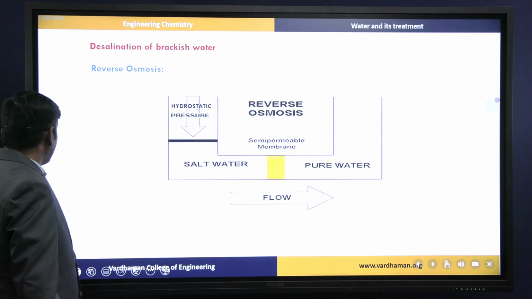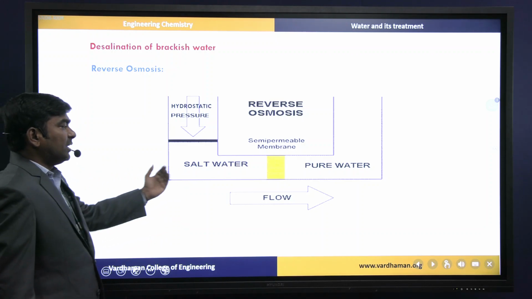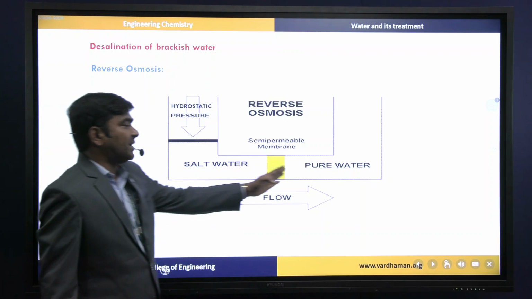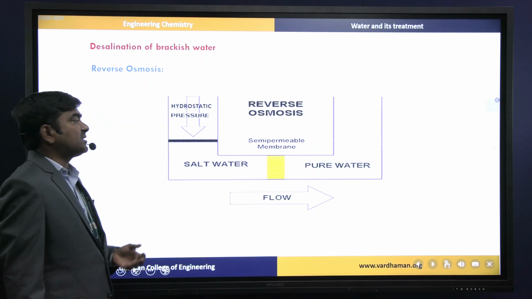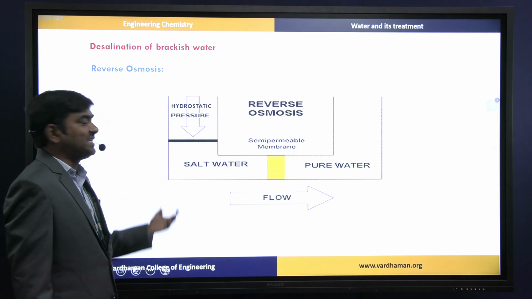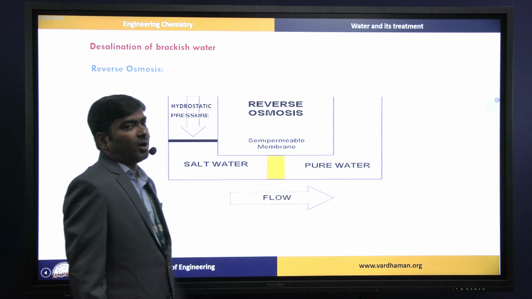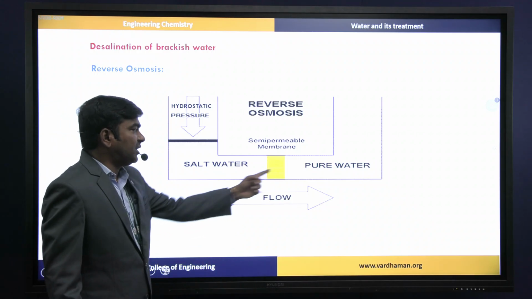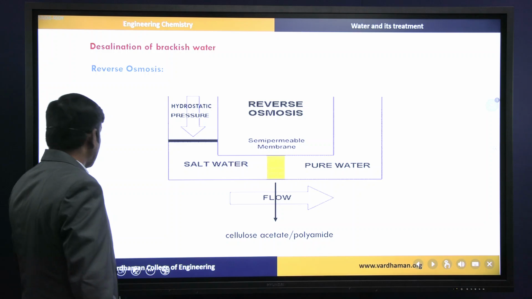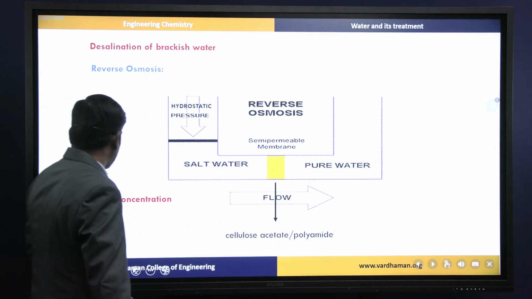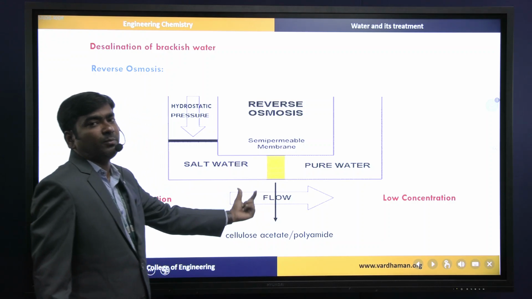Let us see the diagram. Here you can observe in this diagram, on the left hand side salt water is there, and on the right hand side pure water is there. Generally the RO method is applied for purification of brackish water or sea water. If we compare these two, this side concentration is more and that side, the right hand side, concentration is less, and these two are separated by a semi permeable membrane.